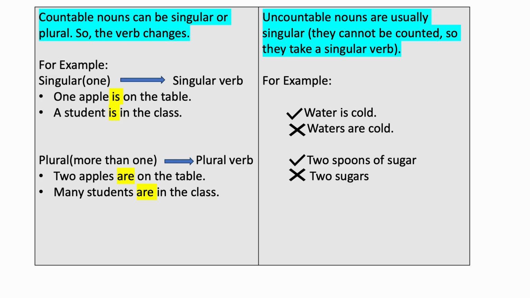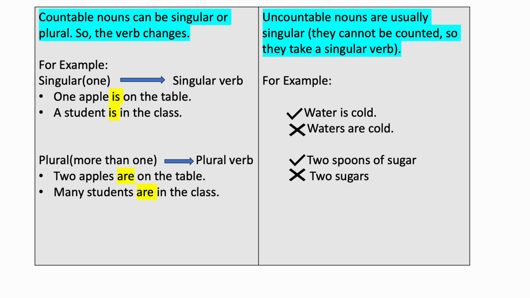When it is more than one, then we use a plural verb. For example, two apples are on the table. In this sentence, are is a plural verb. Many students are in the class. In this sentence, are is a plural verb.